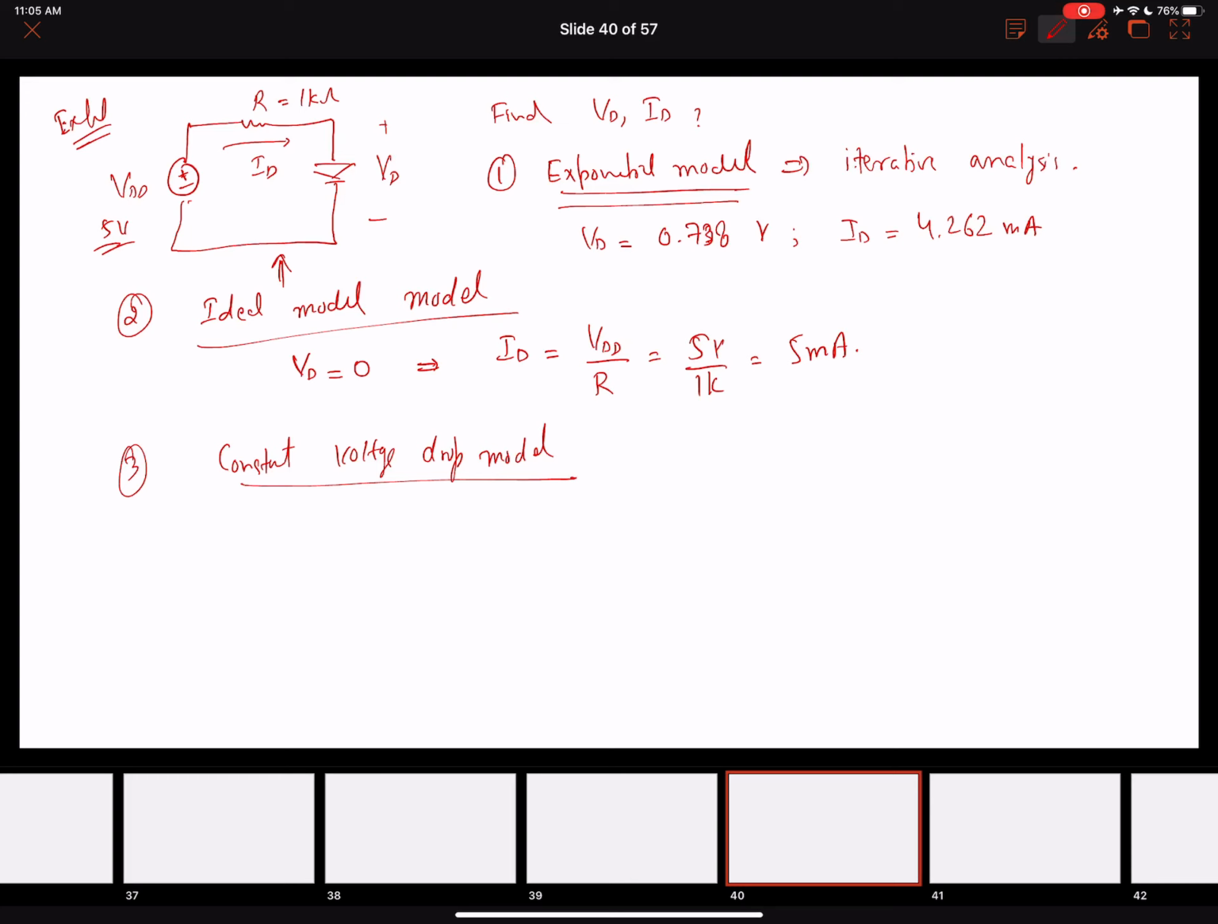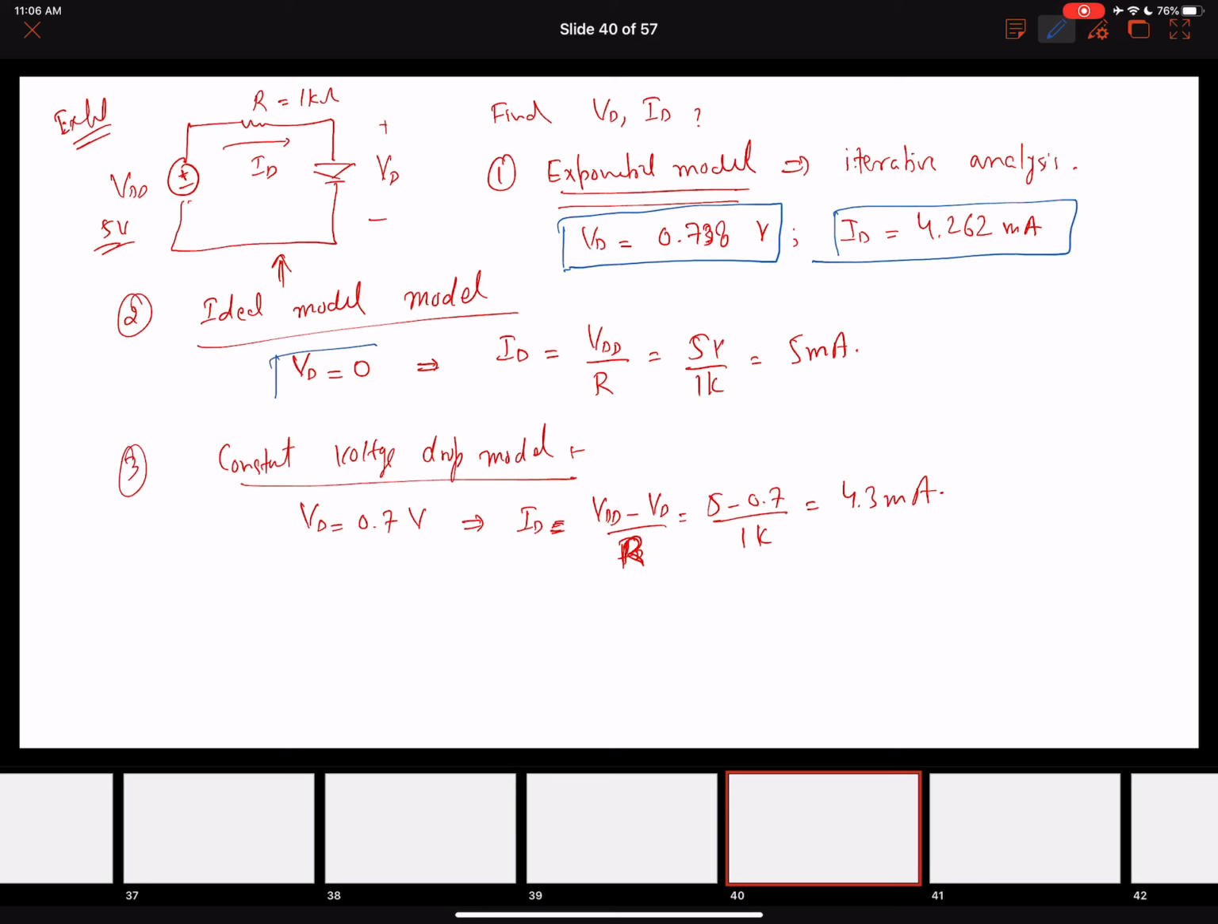The constant voltage drop model says that the potential drop across the diode is going to be 0.7 volts, and the current through it will be VDD minus VD over R. So 5 minus 0.7 over 1K, 4.3 milliamperes. Now look at all the values. For the exponential model, these are the ID and VD values we got. For the ideal diode model, these are the values we got. And for the constant voltage drop model, these are the values we got.